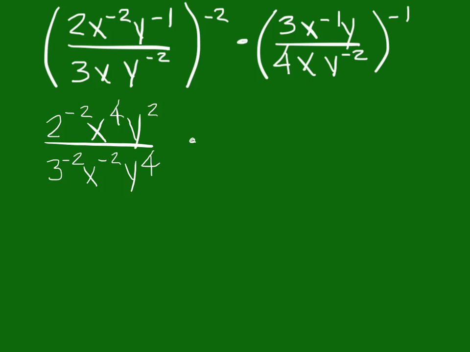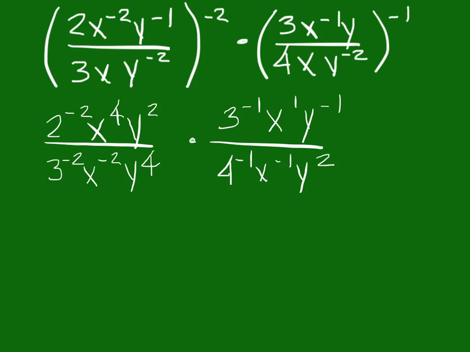Then you do the same thing over on the right side, multiply through by the negative 1 on each exponent in this expression. So you would have 3 to the negative 1, and then x to the first, y to the negative 1, and then over 4 to the negative 1, x to the negative 1, y to the second. Now you can put x to the first power when you're doing your work. It's just in your final answer you can't put x to the first power. It would just be x. But we can put it in here since we're doing just the work right now.